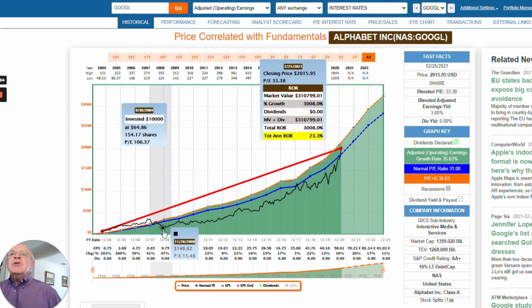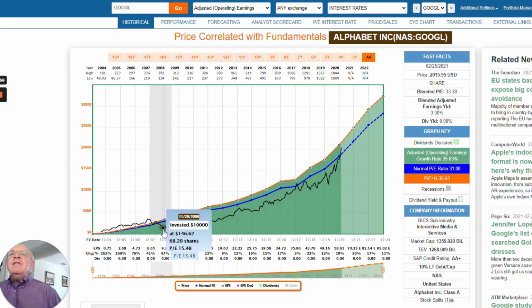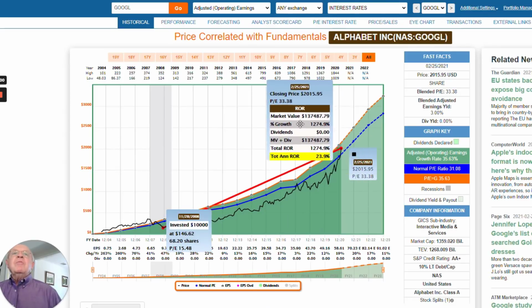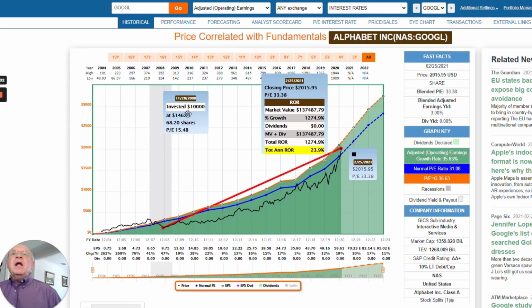Now, of course, I want to show you something else about valuation. Had you bought this stock in the throes of the recession and held it, you would have still made an incredible amount of money, a very similar rate of return. And the question is why? So why did you make only 23.9% here when you bought it so cheap? That's because the growth rate has changed dramatically.